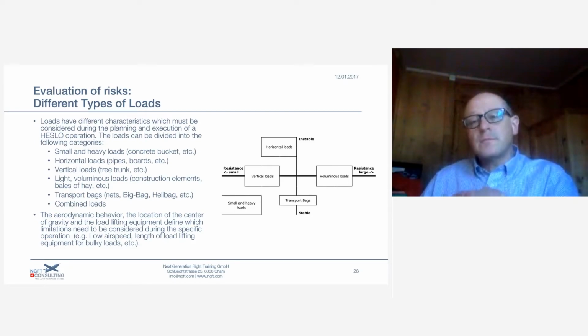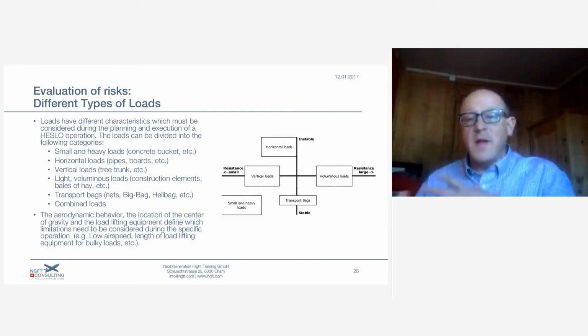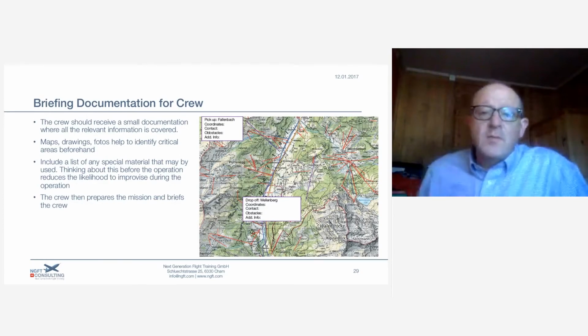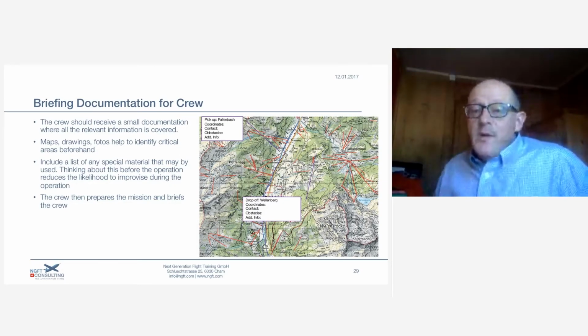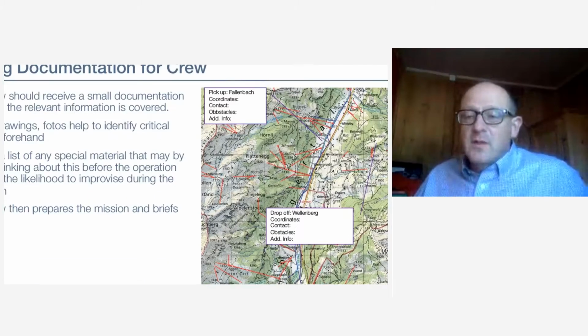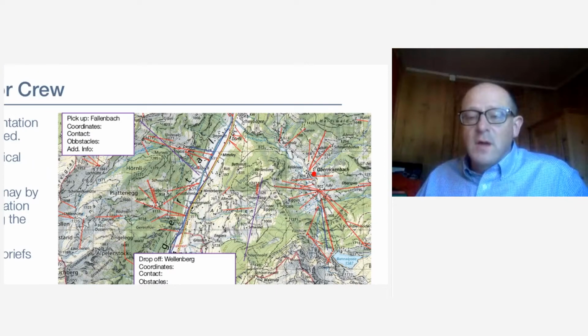So if you know exactly what the load looks like, how heavy it is, what its aerodynamic properties might be, that will already give a lot of information as well. Then try to set up documentation for the crew. So basically, if you have a pickup and a drop-off side, let's look at it on that. All right, so basically we have our pickup side here and our drop-off side here.